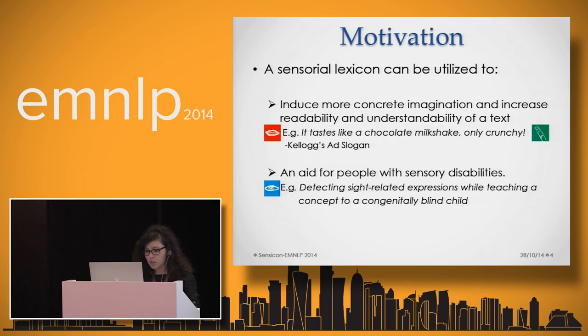Such as in this example, it tastes like a chocolate milkshake, only crunchy. In this advertisement slogan, we are using two sensorial categories, which are sight and touch, to increase the concreteness in the imagination. A second motivation is that a sensorial lexicon can be used as an aid for people with sensory disabilities. A very simple example for this motivation is that we can simply replace sight-related expressions in the text while teaching a concept to a congenitally blind child with some, let me say, hearing-related expressions.